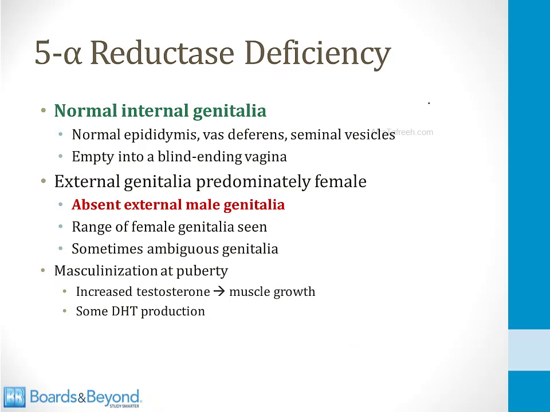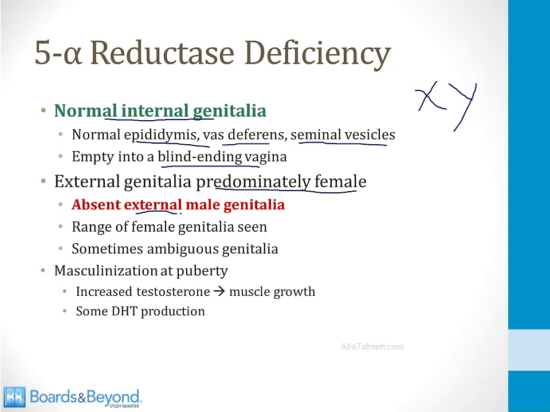So I've summarized these points on this slide. A 5-alpha reductase deficiency occurs in a chromosomal male with an X and a Y chromosome. That male will have normal internal male genitalia, so there will be an epididymis, a vas deferens, and presence of seminal vesicles. These will all connect to a blind-ending vagina. The external genitalia are predominantly female, and especially in a board question, there will be an absence of external male genitalia. In actual practice, there's a range of female genitalia seen. Sometimes the genitalia appear ambiguous.